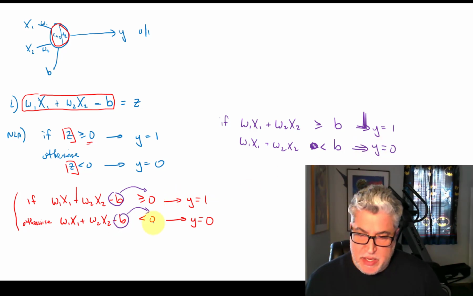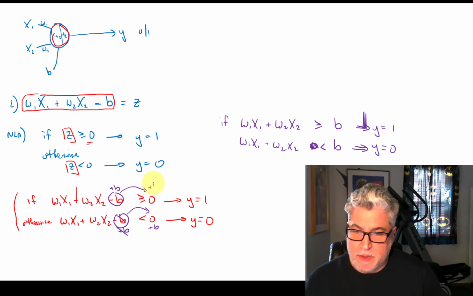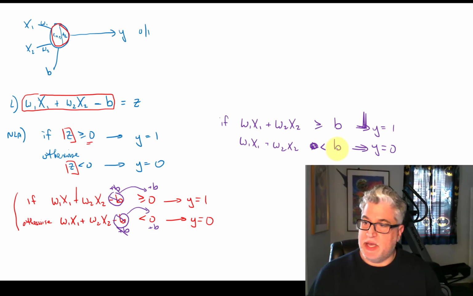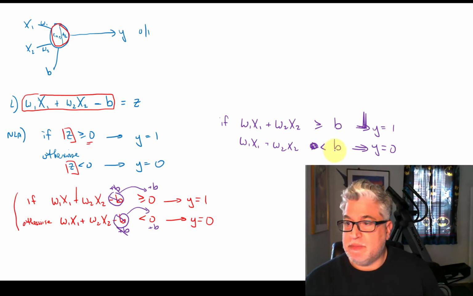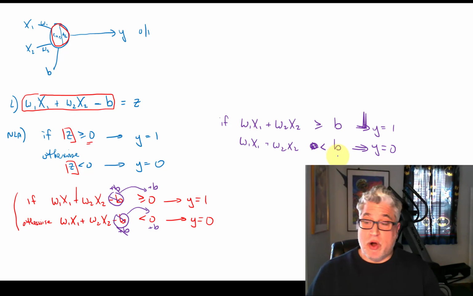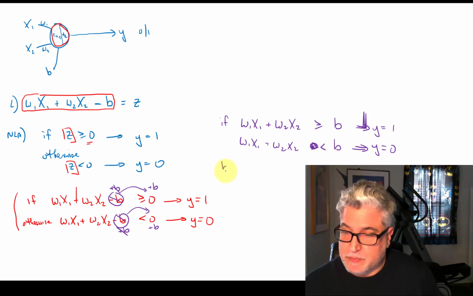We just added a b to both sides. The b's cancel, and that leaves us with positive b. We do that here. The b's cancel, and we're left with b on the right hand side of this inequality, and this b on the right hand side of that inequality. Okay, so I think now we're in a slightly better position to see how this bias term is our threshold.